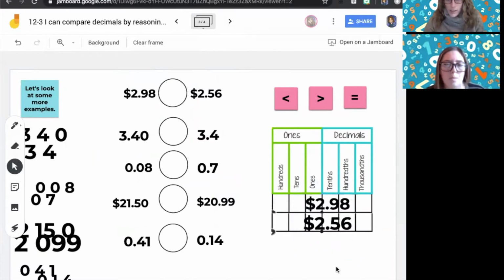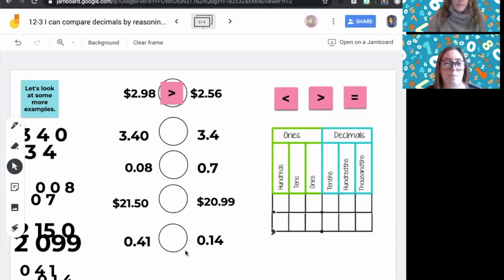Great. So if I'm using place value to compare, I'm going to start in the greatest place value, the ones place. Both numbers have a 2 in the ones place, so they're equal in the ones place. Then I move to the tens place. There's a 9 and a 5. Well, I know 9 is greater than 5. So $2.98 is more money than $2.56. So it should be $2.98 is greater than $2.56.